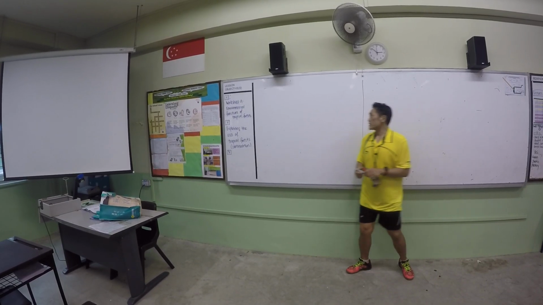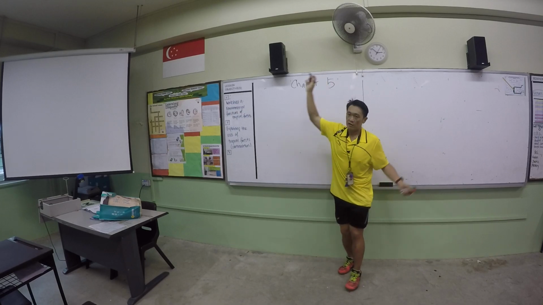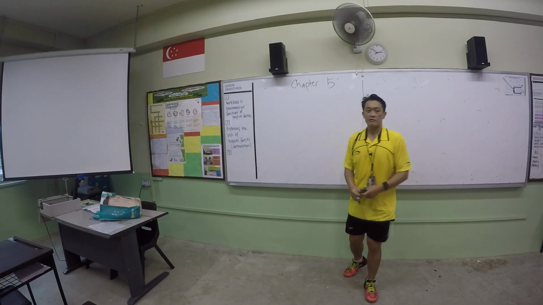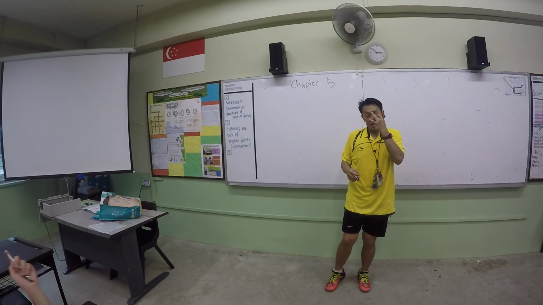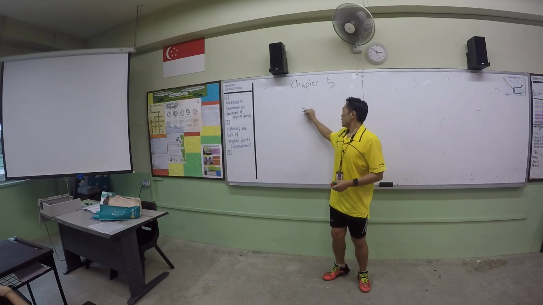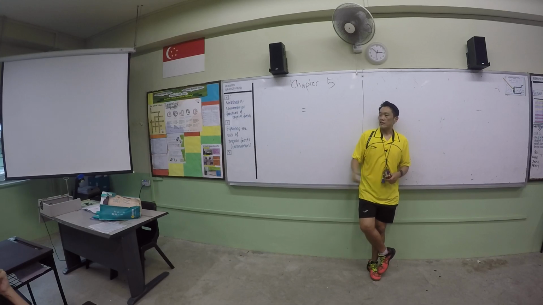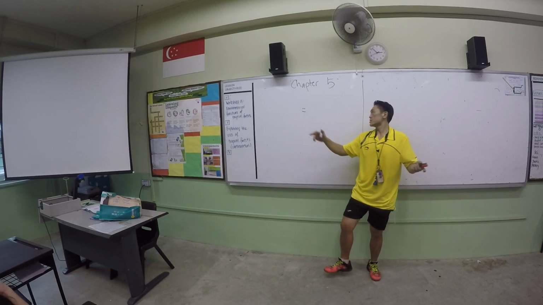Okay. We are going to start chapter 5 briefly. It is the easiest ever. As long as you understand the meaning of the equal sign, this chapter is the easiest chapter.